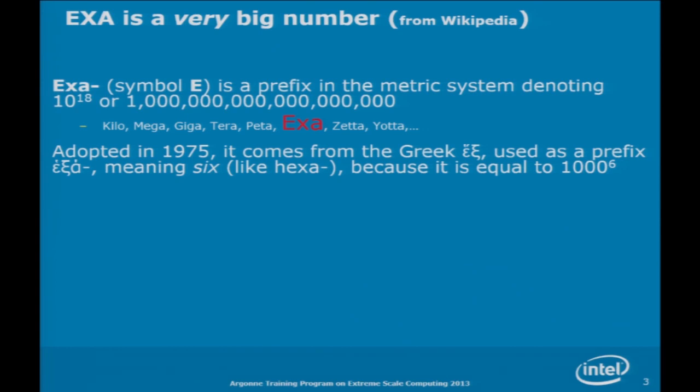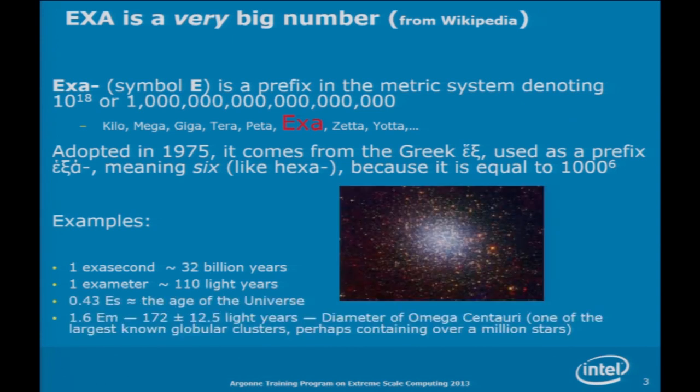To appreciate how big this is, 1 exasecond is about 32 billion years. 1 exameter is about 100 light years. Now, in terms of the age of the universe, how many exaseconds do you think the universe has existed so far? It's about 0.43 exasecond. And 1.6 exameter is the size of the Omega Centauri, one of the largest known globular clusters with about a million stars, which I have a picture of there.